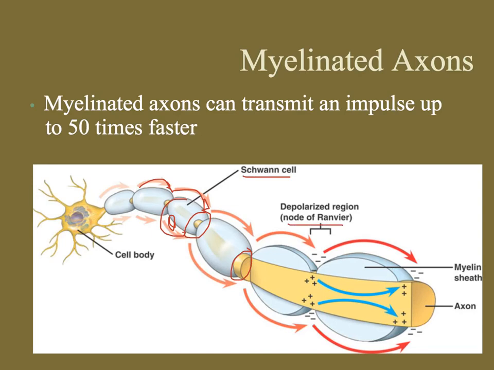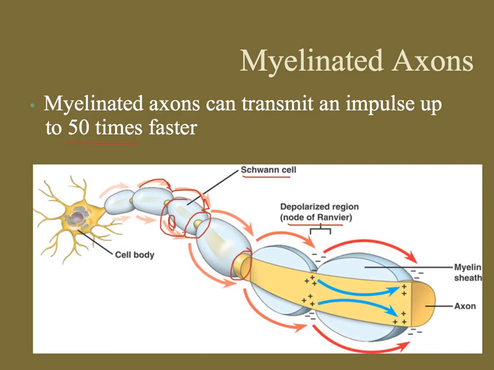And because only a small part of the total membrane of the axon needs to be polarized, the impulse can be transmitted much, much faster, in fact up to 50 times faster down a myelinated axon than an unmyelinated one. So many of your nerves have this myelination around them, which allows you to transmit impulses faster, allows you to think faster. It keeps the directions that your brain is sending to your motor neurons to a quick response time.